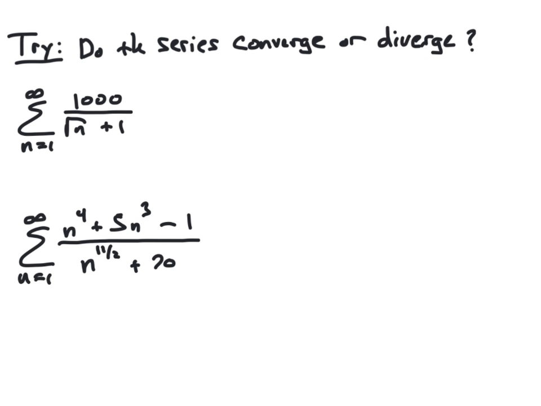If you'd like to try a similar example, you can pause the video and try to determine if the following series converge or diverge using the limit comparison test. We have the series from n equal 1 to infinity of 1,000 over the square root of n plus 1, and the series from n equal 1 to infinity of n to the 4th plus 5n cubed minus 1 all over n to the 11/2 power plus 70. You can resume the video and see full solutions for each series in just a few seconds.